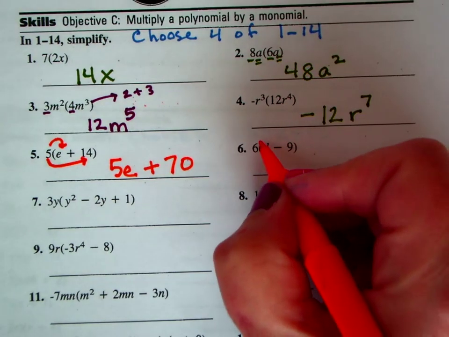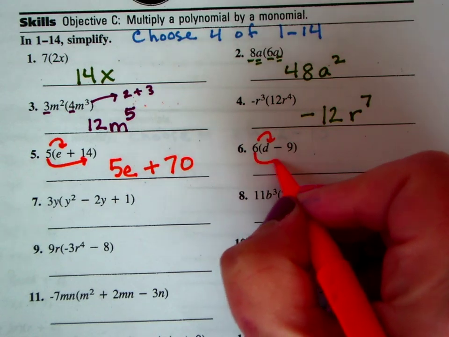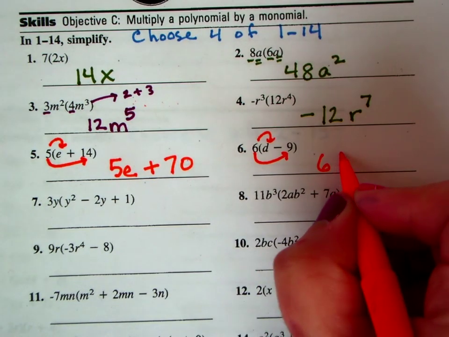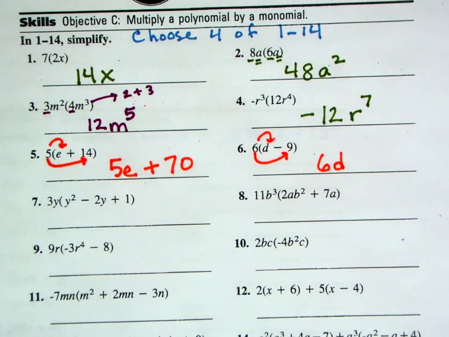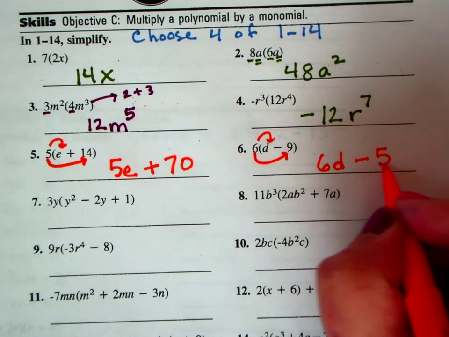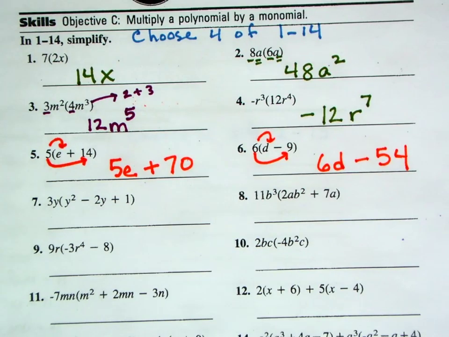Same thing here. 6 times d and 6 times negative 9. So 6 times d is 6d. And then 6 times that negative 9, 6 times 9 is 54, but it's a minus 54. Plus negative would, of course, be fine.